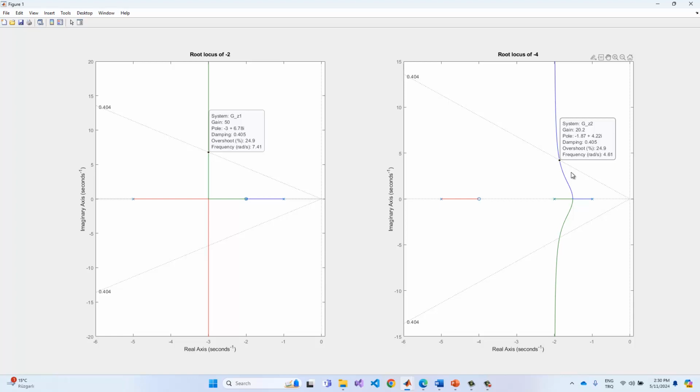Okay, and so the zeros can affect the region of these terms. For example, the pole -3, but in the second place we have the pole -1.87.